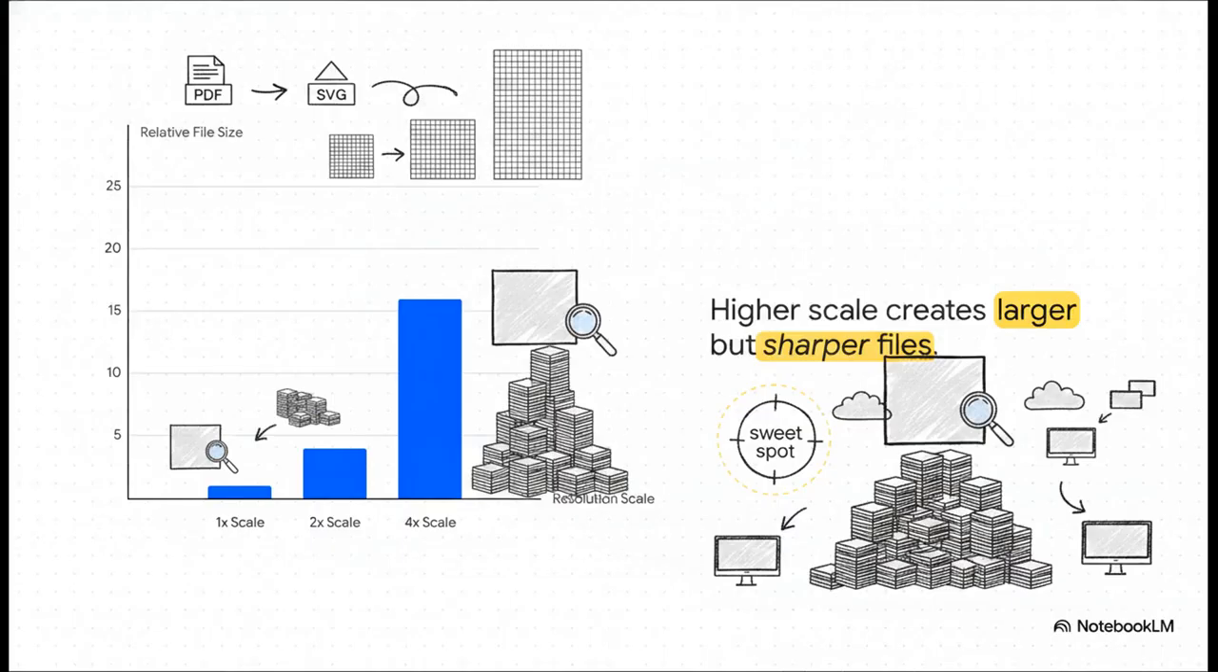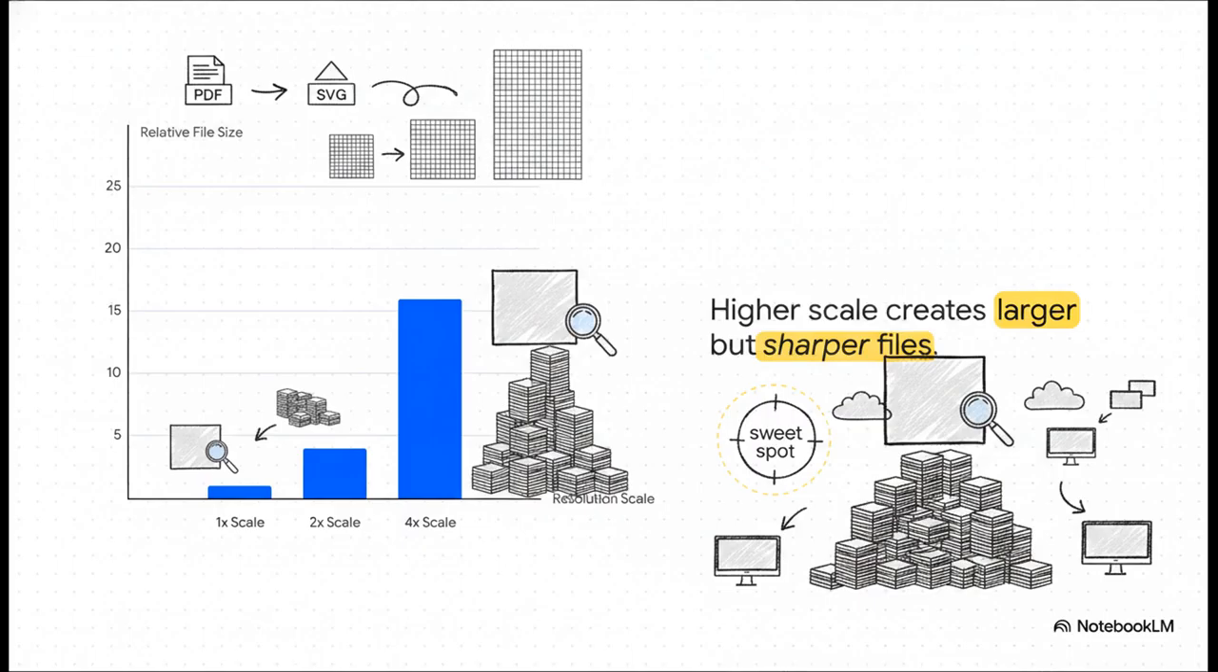There is a really vital trade-off you need to manage here. A 1x scale renders at native resolution. It's fast, it's small, but it might look a little soft on today's super crisp screens. Then you have the 2x scale, which doubles the resolution. But you've got to watch out for the jump in file size here.